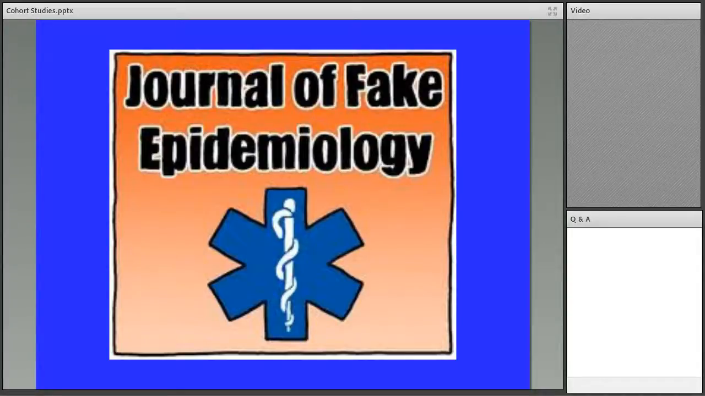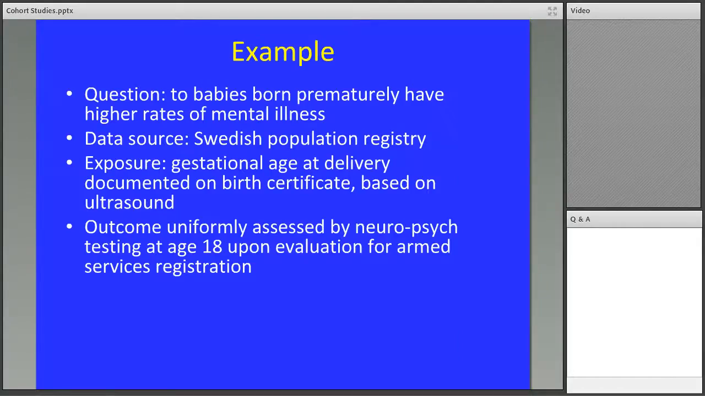Okay, Journal of Fake Epidemiology. Let's take a look at some of the studies here and see what we think. Okay, so question. Do babies born prematurely have higher rates of mental illness? The data source was the Swedish Population Registry. The exposure was gestational age of delivery, documented on birth certificate based on ultrasound. The outcome was uniformly assessed by neuropsych testing at age 18 upon evaluation for armed service registrations.